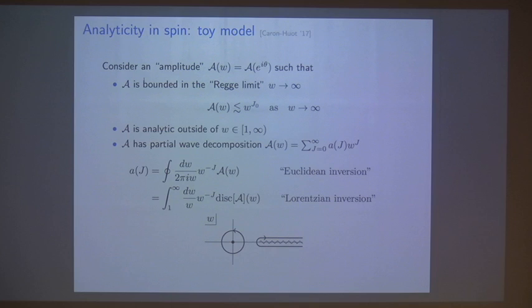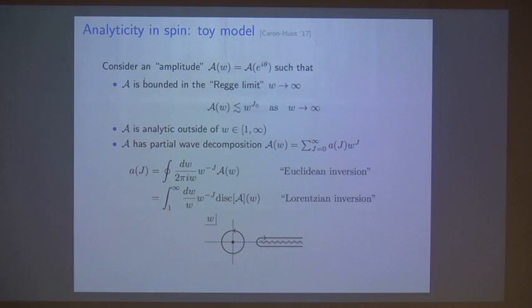So consider an amplitude that's a function of a single variable w, which we can think of as e to the i theta. And so real theta will be Euclidean. So when w is on the unit circle, we'll think of that as Euclidean kinematics. And let's suppose that this amplitude is bounded in the Regge limit. So the Regge limit is some kind of Lorentzian configuration where we take w to infinity. So that corresponds to a large boost, which is like theta becoming large and complex. Suppose the amplitude is bounded in some way in this limit. And let's suppose that the amplitude is analytic outside of a cut from 1 to infinity.